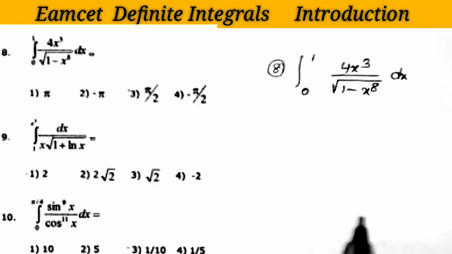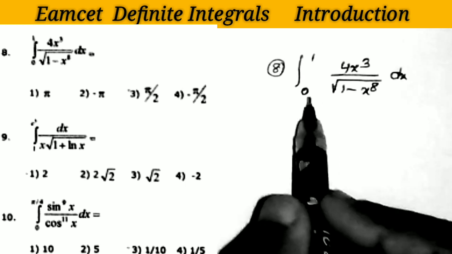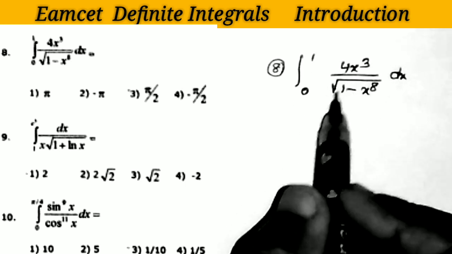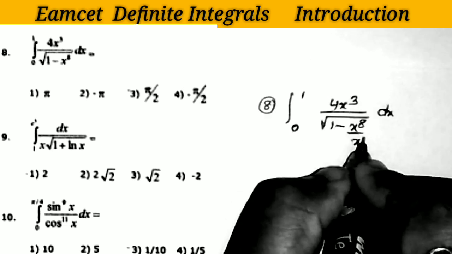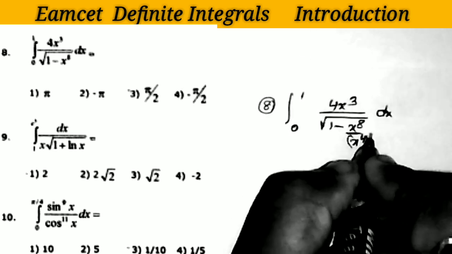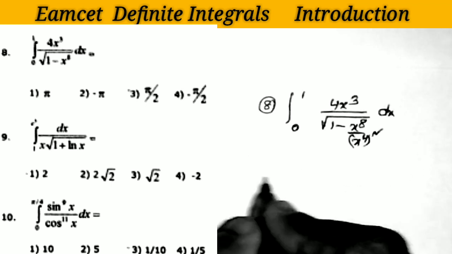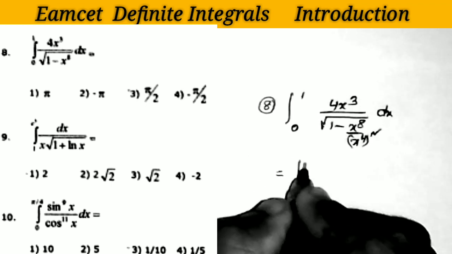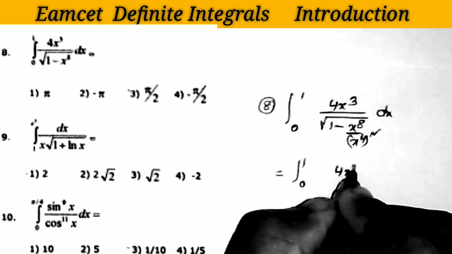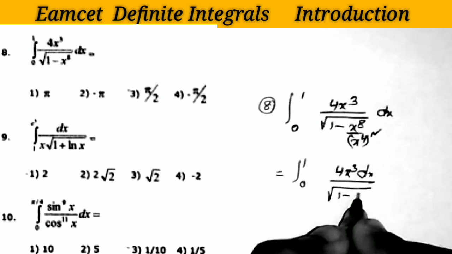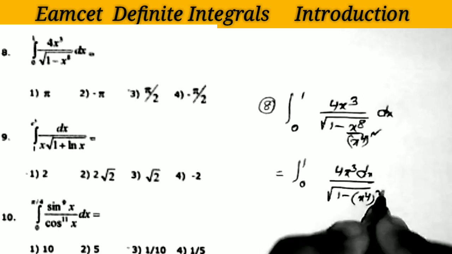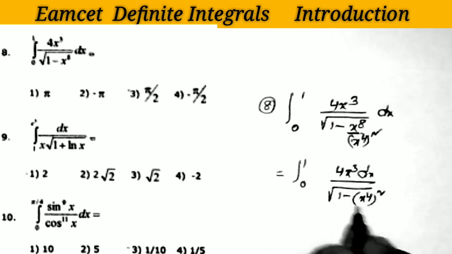That's all. Next question, sum number 8: integral from 0 to 1 of 4 x cube by square root of (1 minus x power 8) into dx. In the first step I take x power 8 as equal to (x power 4) whole square. Now what is the derivative of x power 4? It is 4 into x cube, which is the value of the numerator. So here I take this value as equal to t.